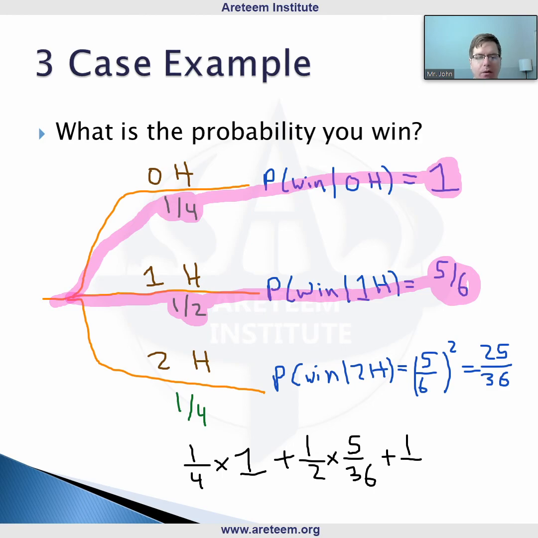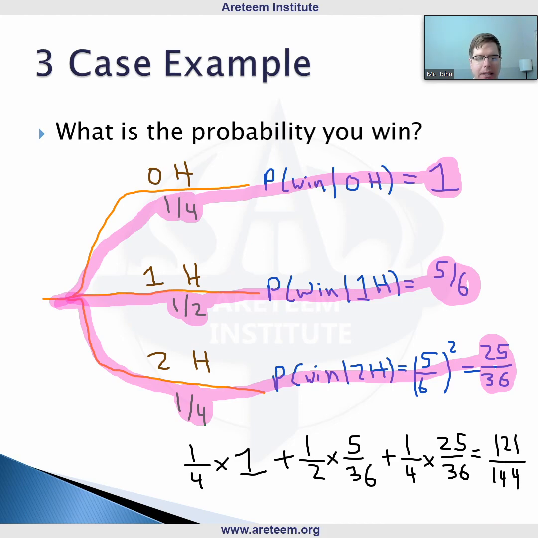So we have 1/4 times 25/36 in this third case, with 36 in our denominator and 25 in our numerator. That is our third branch. We go down, we have our 1/4 shot, and then the probability we win in that case is 25/36. So adding these all together, a little bit of arithmetic here, you will get 121/144. We can't really simplify our solution at all in this case.